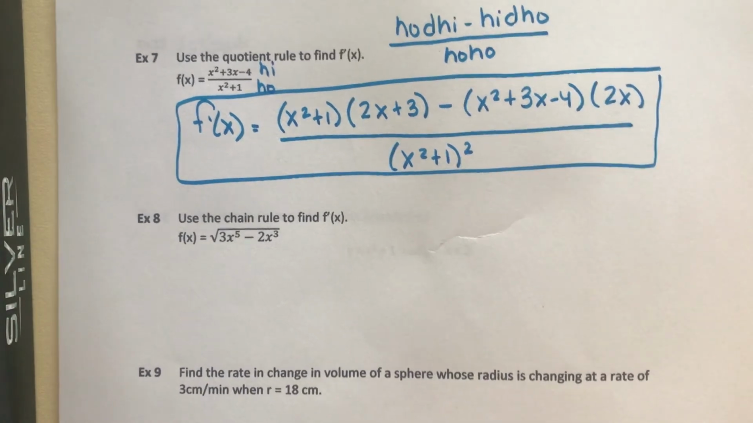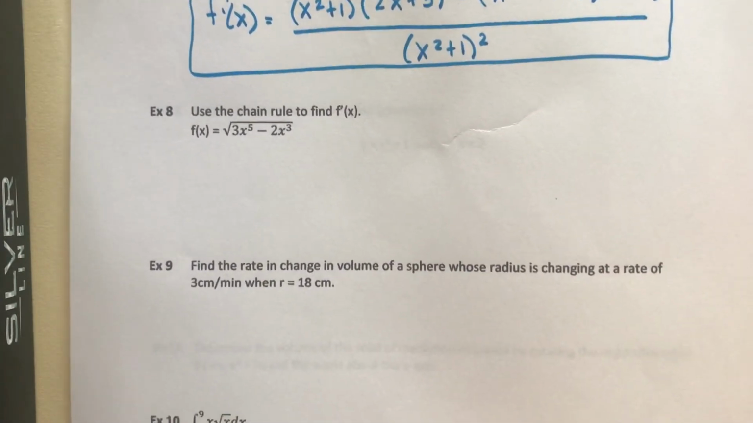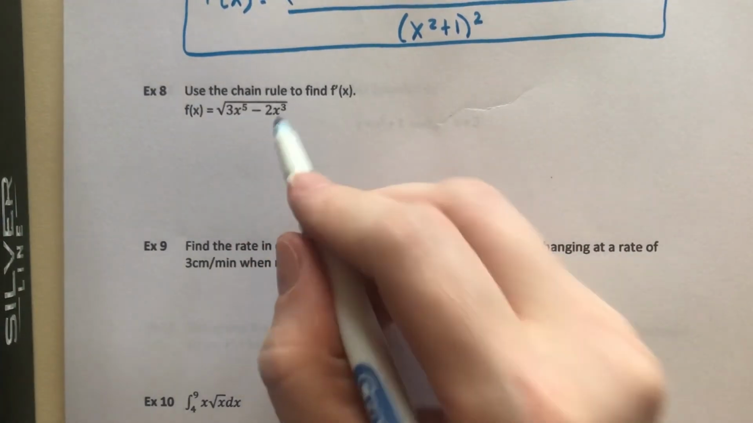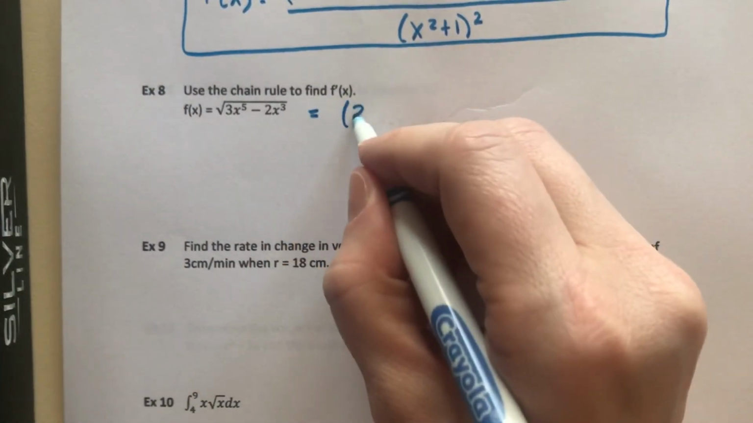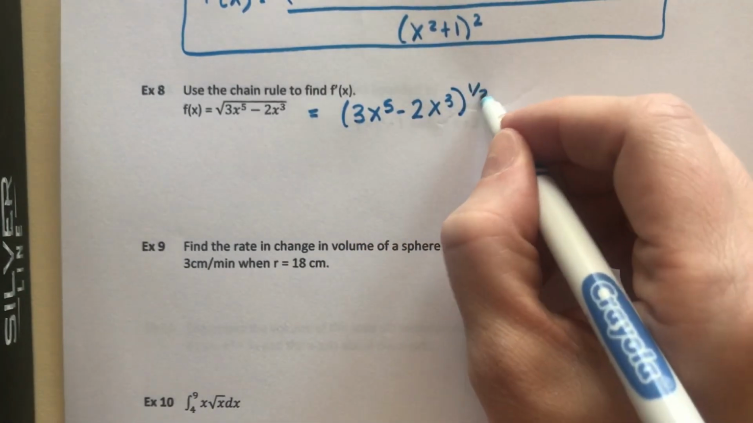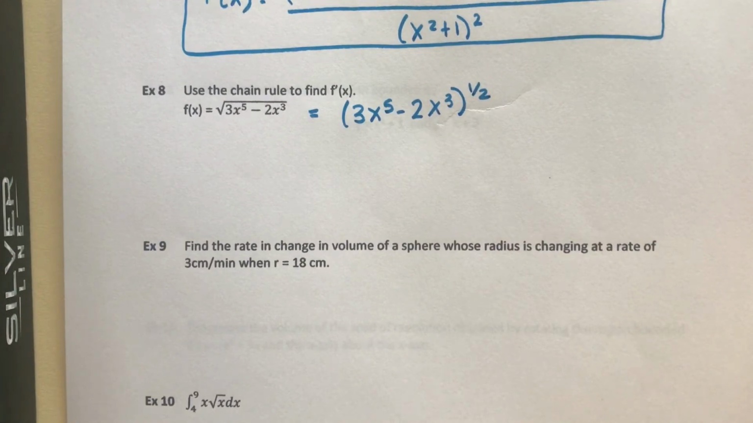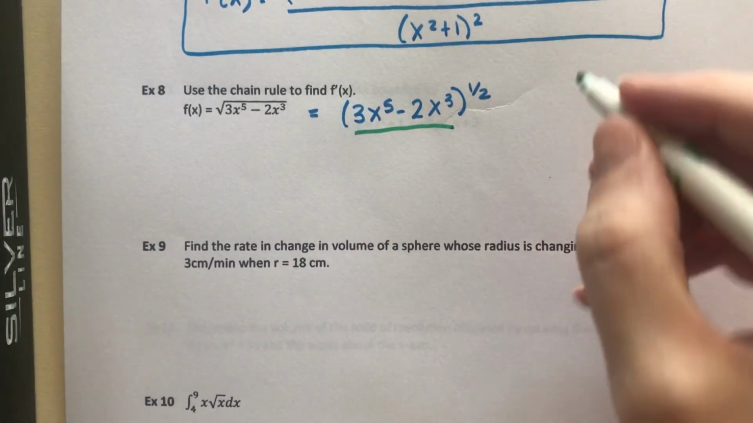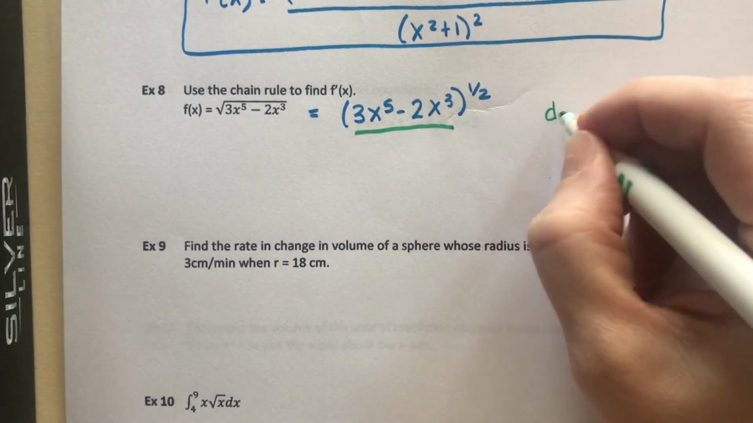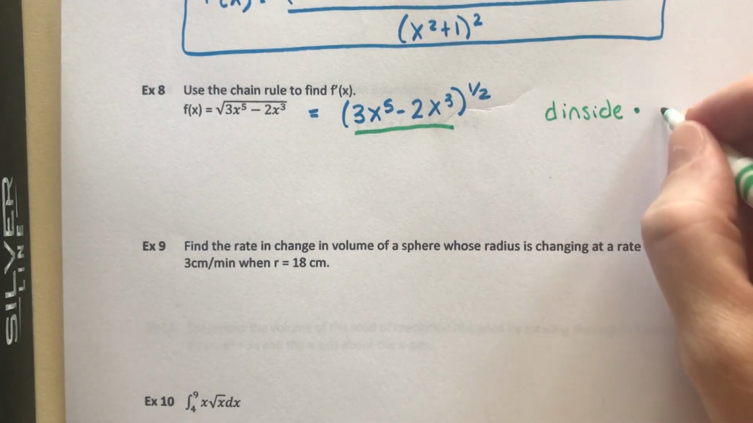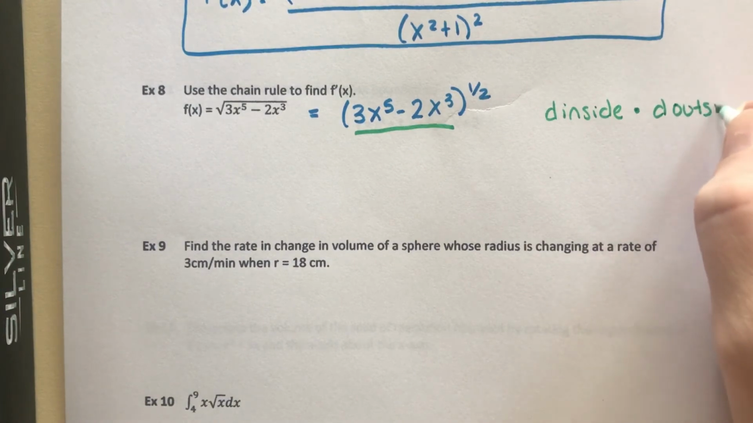Okay, so let's go on to question number 8. Question number 8 is a chain rule. Now, we've talked about this lots of times, that whenever we have a square root in a problem, first thing we always want to do is rewrite the problem. And we want to write it as an exponent. Okay, so this is a chain rule because we have an inside part. So if you remember the chain rule is the derivative of the inside times the derivative of the outside.